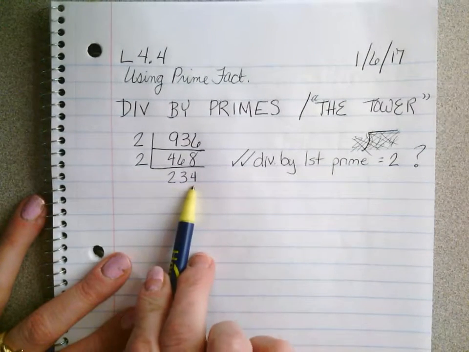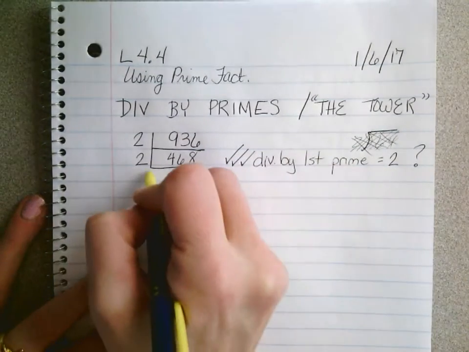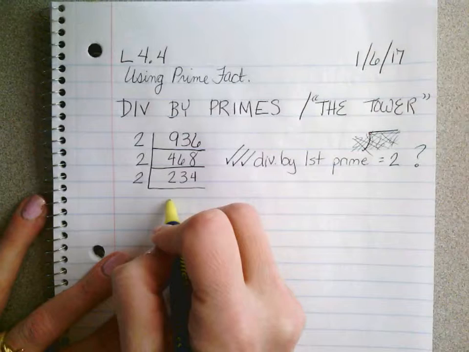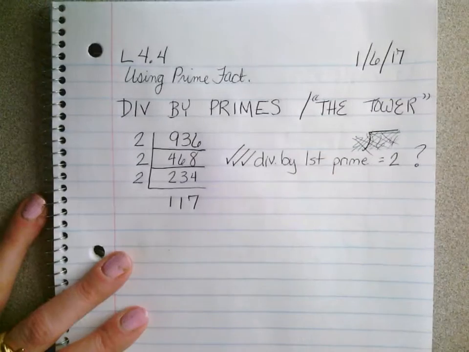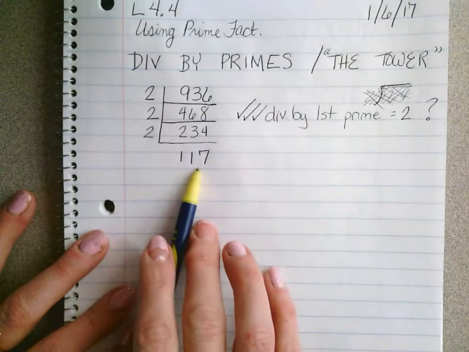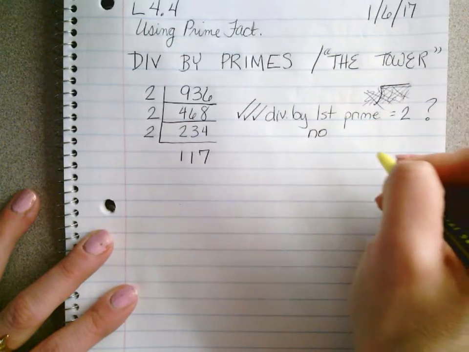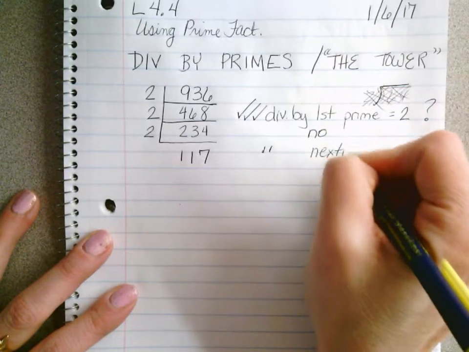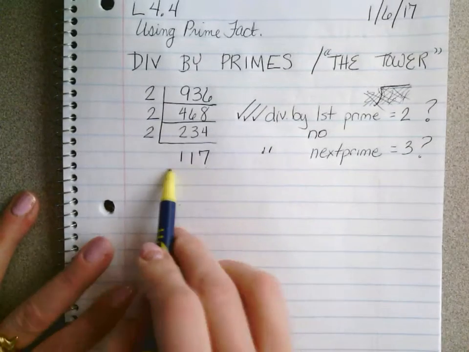Is it still divisible by 2? Yep. And I think this is where our story ends. Draw your little doodle bopper, divide it by 2, and you should have 117. Okay, if I'm wrong, please yell at me. Is this still divisible by 2? Once the answer becomes a no, you say, is it divisible by the next prime, which happens to be what, folks? 3.